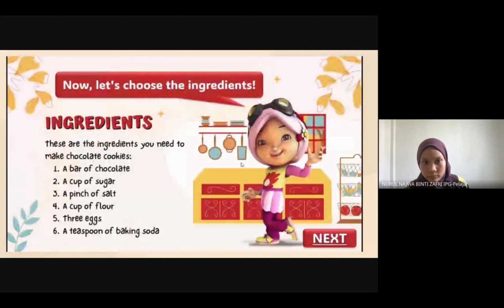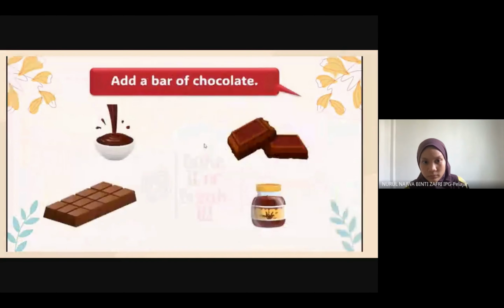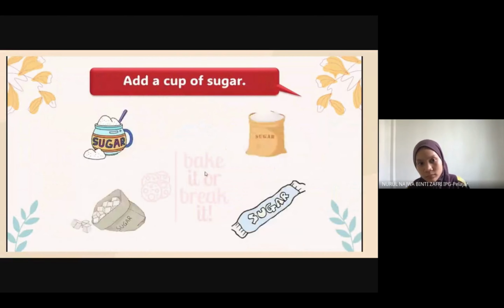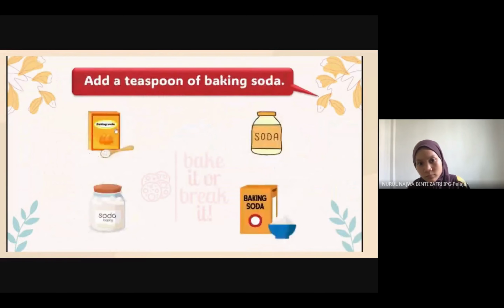The aim of this game is to test the player's understanding of the collective noun. These are the ingredients in order to make the chocolate cookies. Based on the instruction, the players have to choose which one is the correct amount of chocolate. For the correct answer, we will get 10 points. And the teaspoon of baking soda.